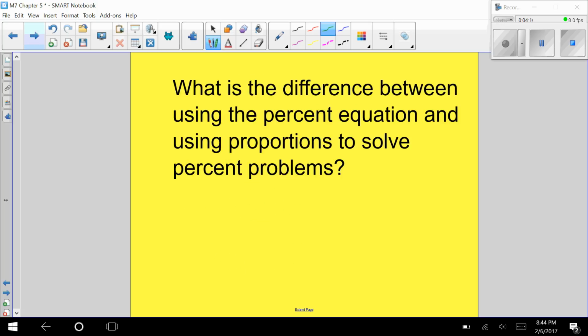What's the difference between using the percent equation and using proportions to solve percent problems? Here's the answer. There's really no difference. You can use whichever one you prefer. To be quite honest with you, I actually switch back and forth. I like the percent equation if I know the percent and I'm trying to find a part. I like proportions pretty much any other time. So you can use whichever one you prefer most of the time.